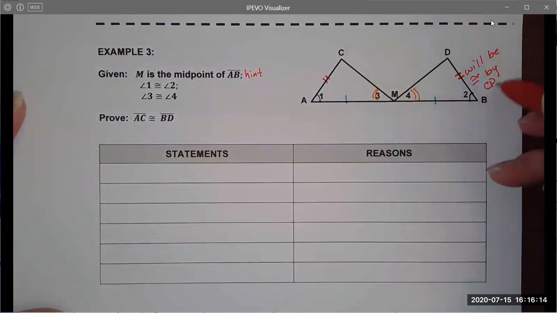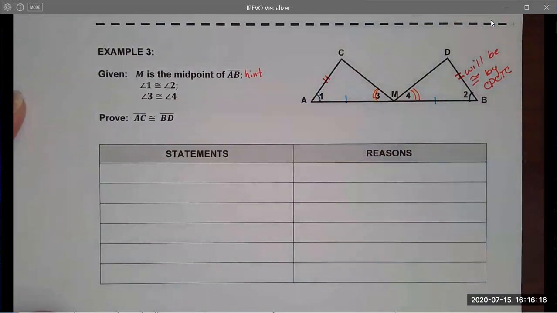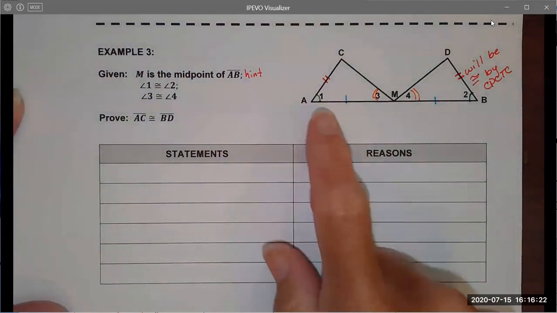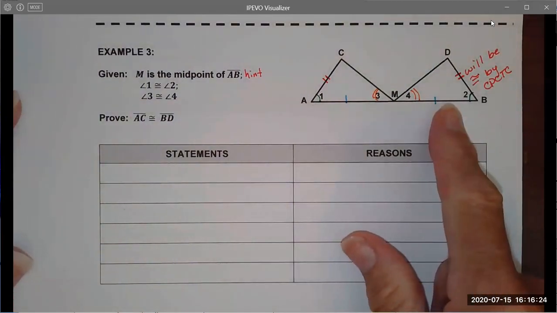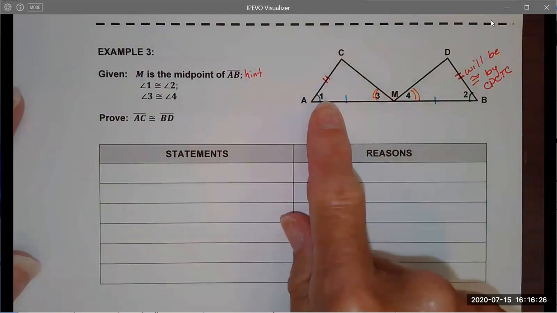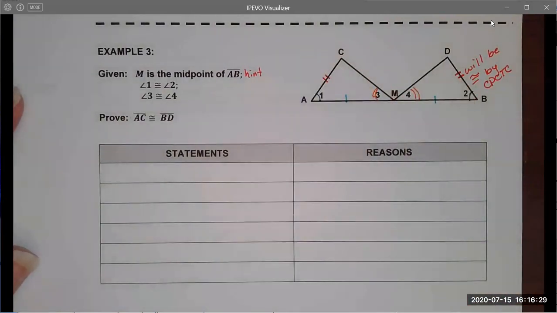If I do this right, using CPCTC, then these two sides will be congruent. So that's my goal. My plan: get my three congruencies down, prove the triangles congruent, and use CPCTC to identify that segment AC is congruent to segment BD. Who says it that way? Evidently I do. All right, pause your video, fill out your proof, and come back to check.